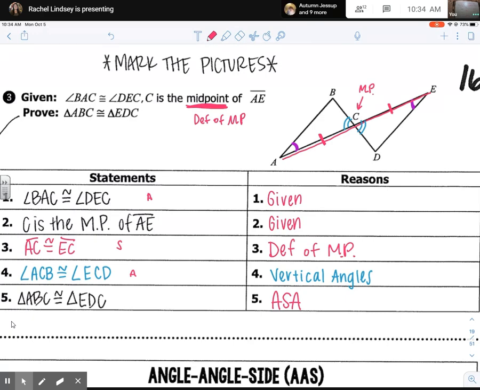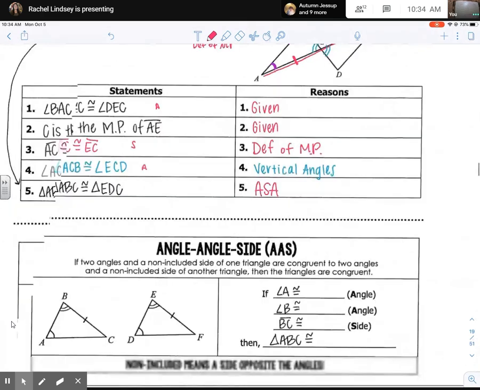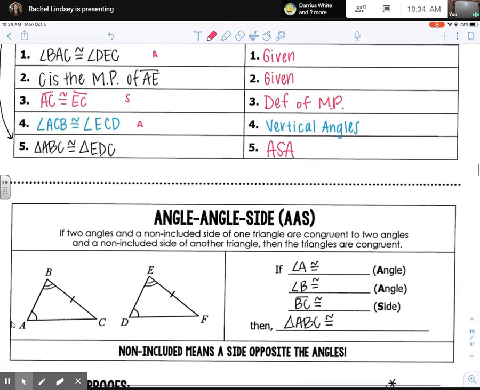Okay, so our fourth type of proof we can look at is angle, angle, side. Angle A is congruent to angle D, and angle B is congruent to angle E. And side BC is congruent to side EF. Then those two triangles, triangle ABC is congruent to triangle DEF by angle, angle, side.